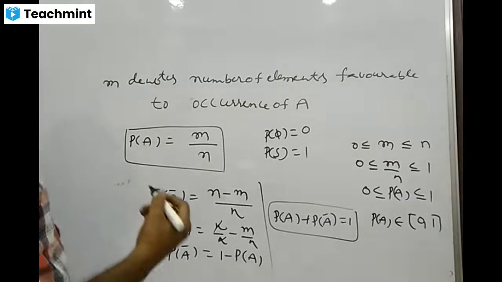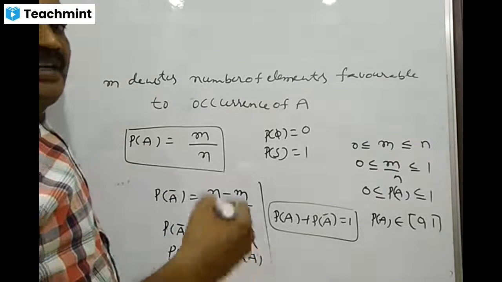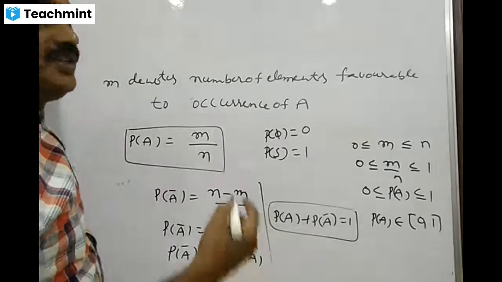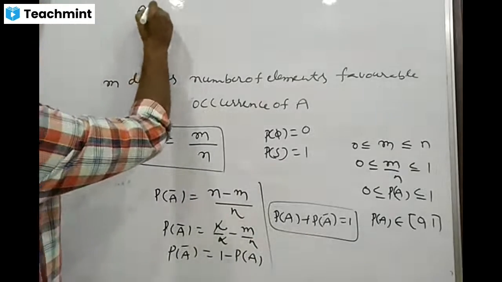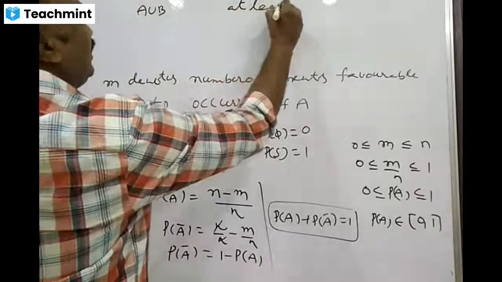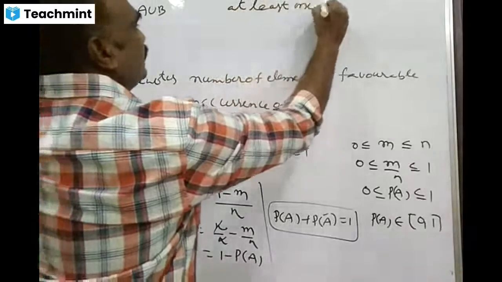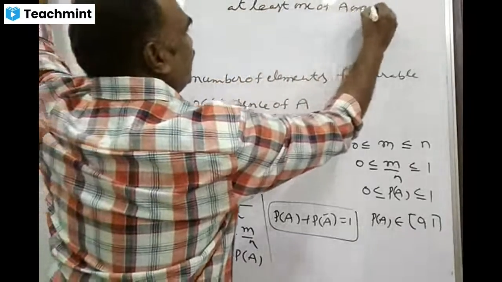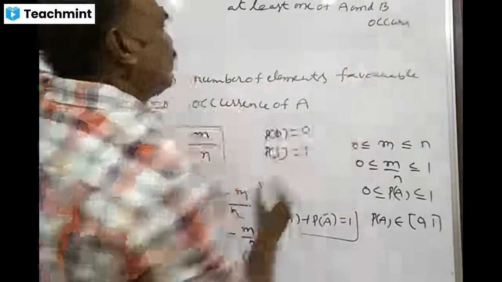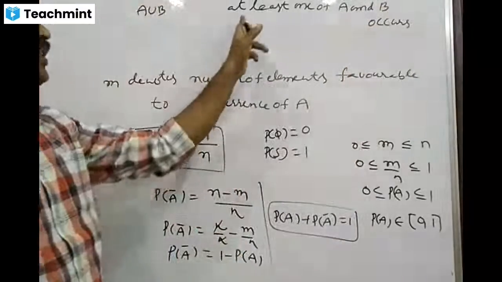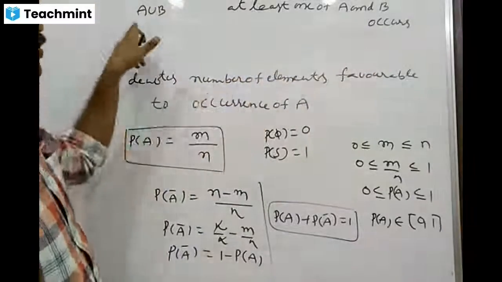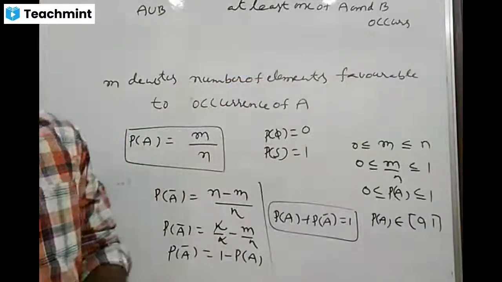Friends, suppose the probability of at least one of A and B occurs means calculate A union B. A union B means at least one of A and B occurs. So the probability of at least one of A and B occurs means calculate the probability of A union B.